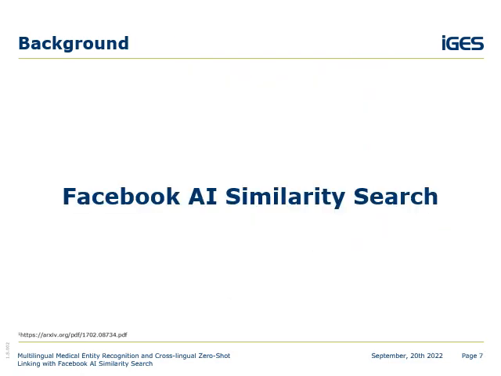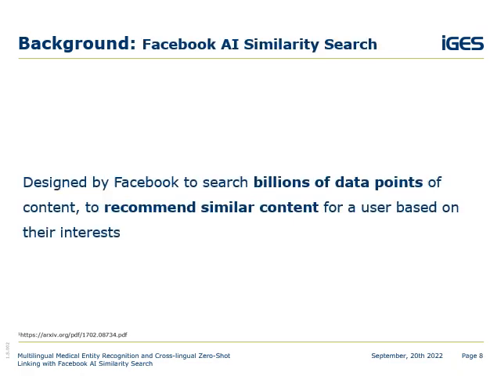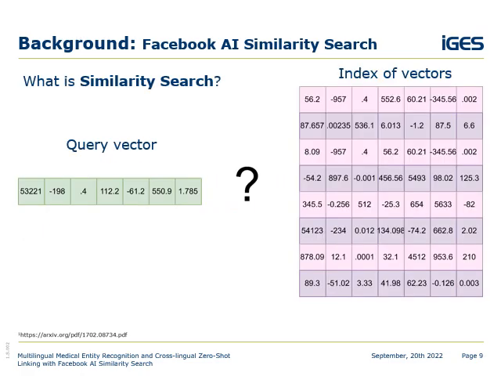We will now discuss Facebook AI Similarity Search, which is also known as FAISS. FAISS is an open source library designed by Facebook to search billions of data points of content to recommend similar content for a user based on their interests. But first, it's important to describe exactly what similarity search is.